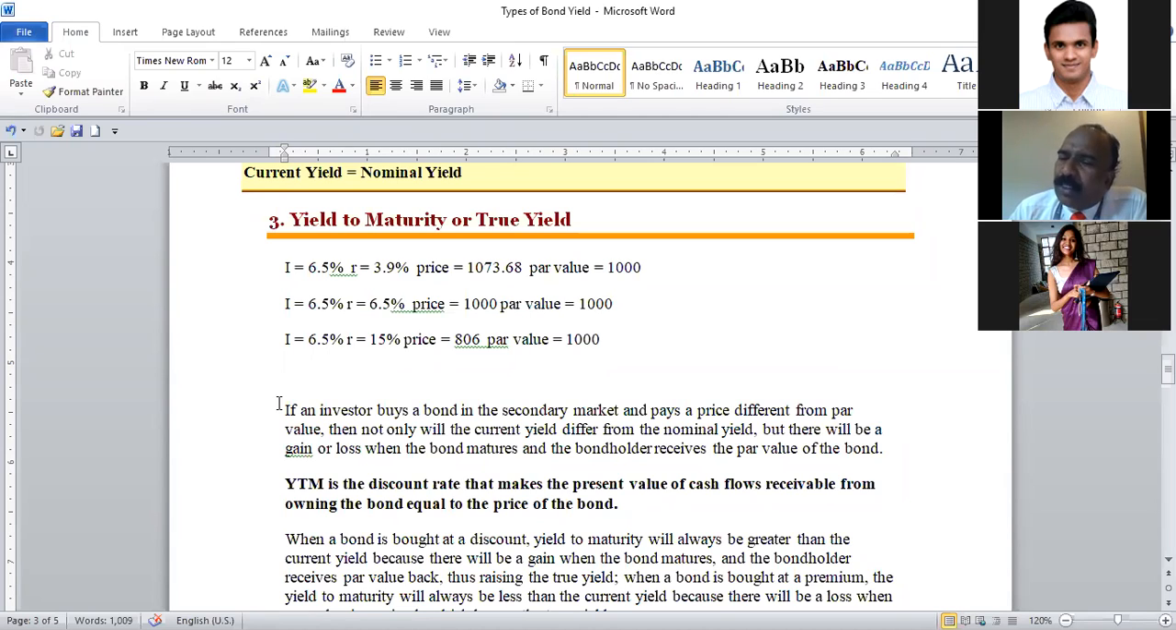Okay, so the rate at which the present value of cash inflow from owning the bond equals the price of the bond is called yield to maturity. It is nothing but internal rate of return. The internal rate of return of the bond is yield to maturity, or we call it true yield. When the yield increases, the price falls. The yield decreases, the price increases.